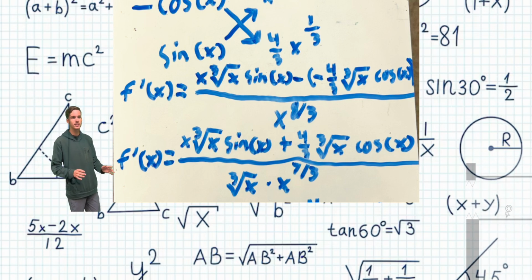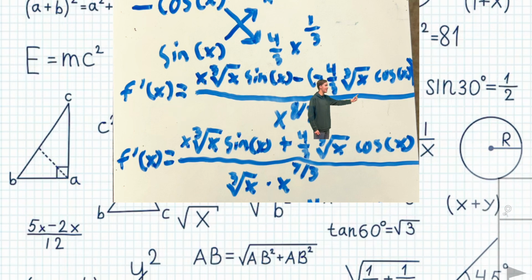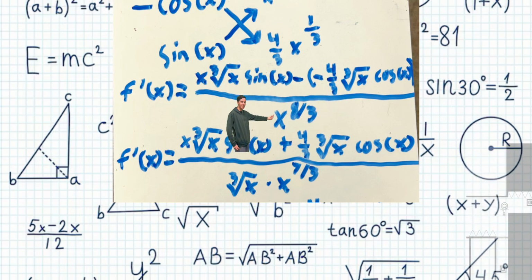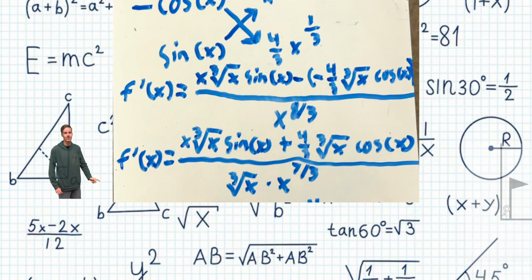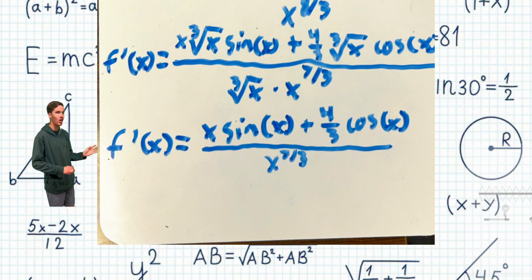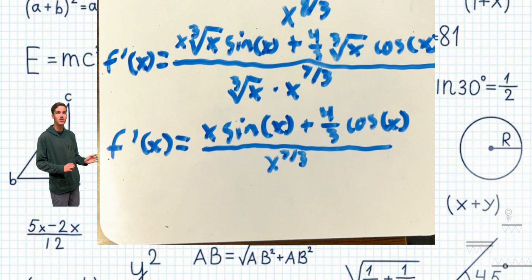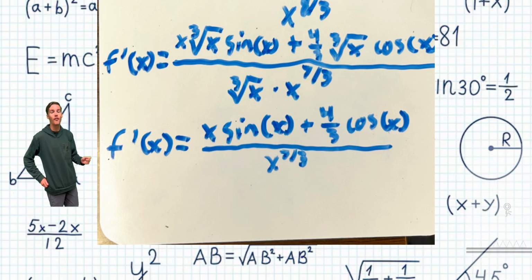Now, this is a fine equation. However, we can simplify it. There's a cube root x here, a cube root x here, and a hidden cube root x right here. So we can cancel out all of the cube root x's. So now we have x sine x plus 4/3 cosine of x over x to the power of 7/3.